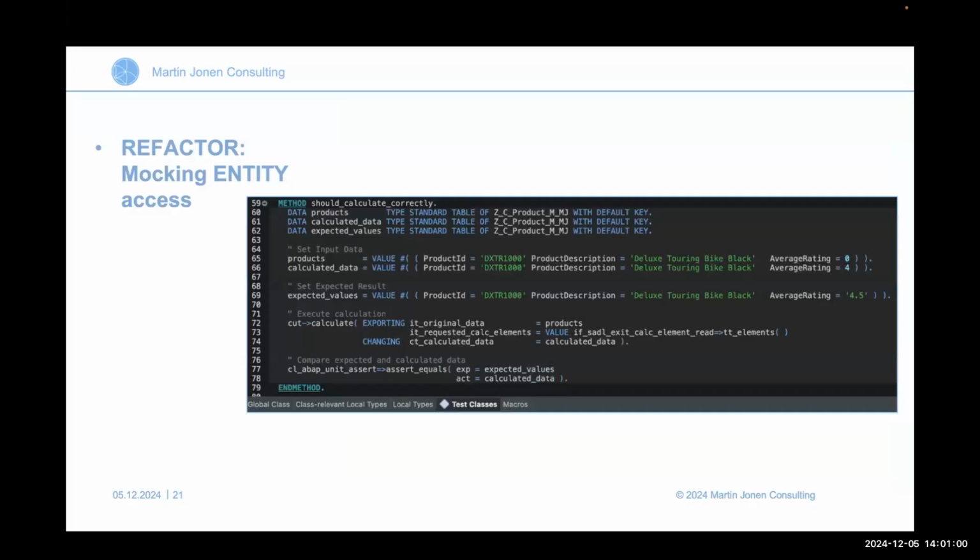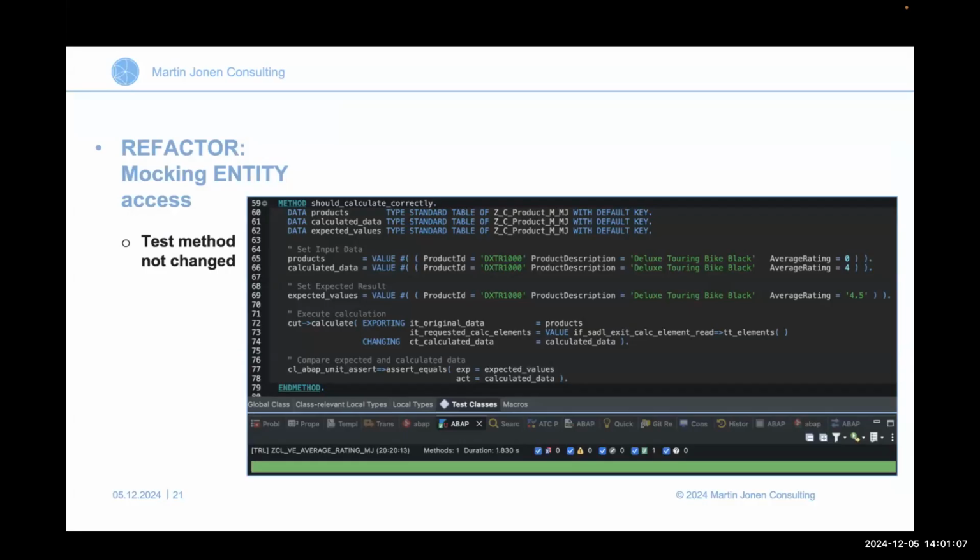Our test method, we did not change. We run it again, and it's still green. So still the same result, 4.5, but without this DB dependency because we created a mock object.